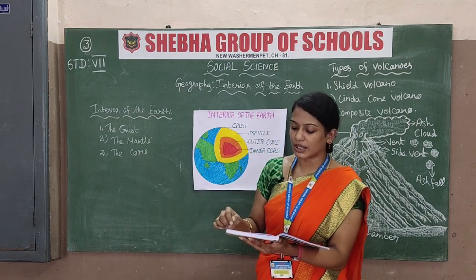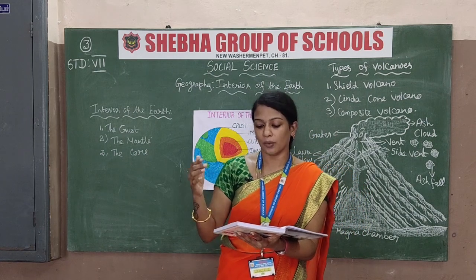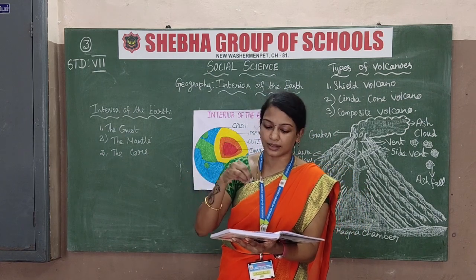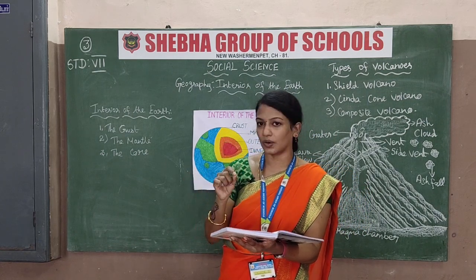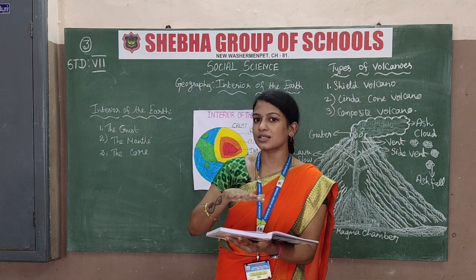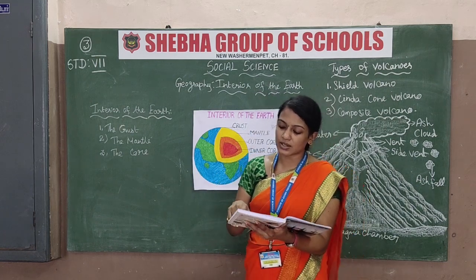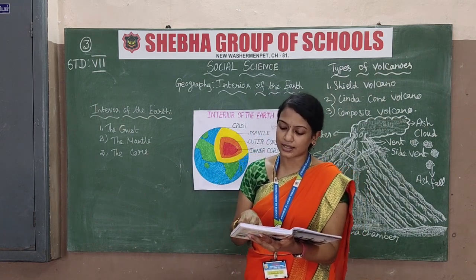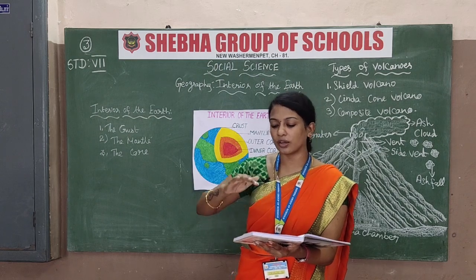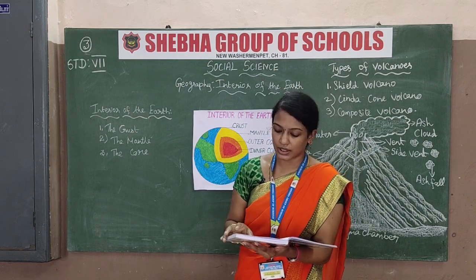The forces in the interior of the earth are called endogenetic forces. Whatever happens inside the earth is called endogenetic forces, and the forces that work on the surface of the earth are called exogenetic. Whatever happens outside, on the earth's surface, is called an exogenetic process.